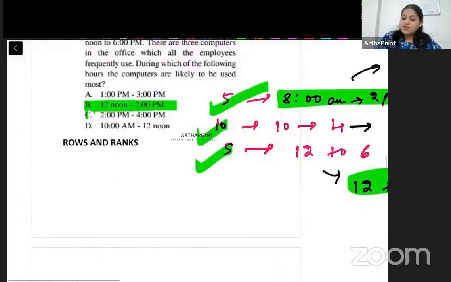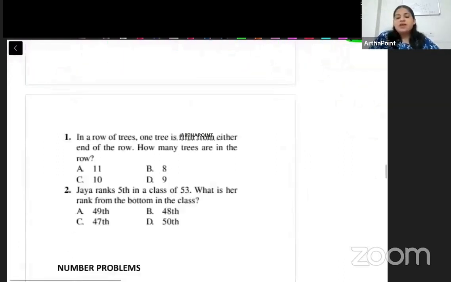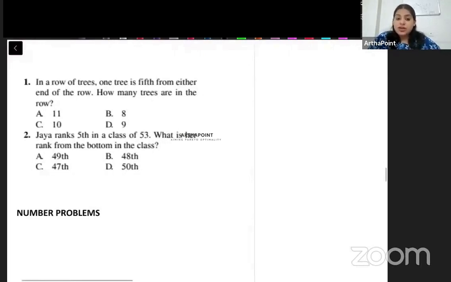Now come to the next type of question. This is called beta rows and ranks. Questions in rows and ranks come based on how many trees are there in the row, how many students are there in the row, etc. So let's have a look at the question.